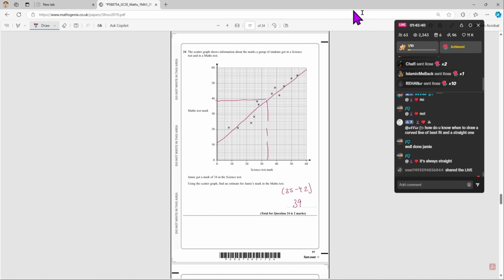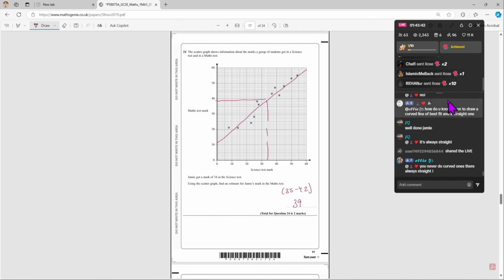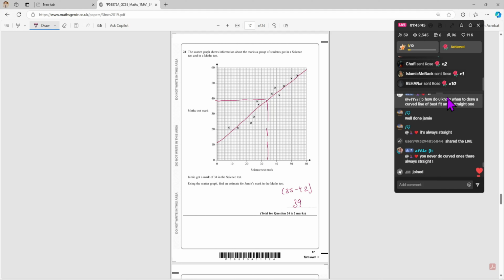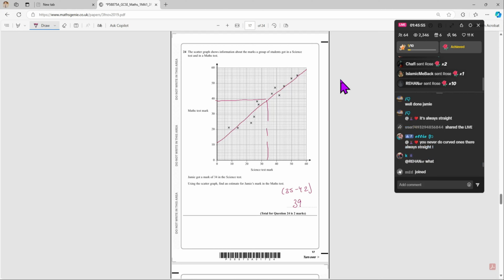How do you know when to draw a curved line of best fit and a straight one? Normally it's a straight line. 99% of the time it's a straight line of best fit. Unless you do further maths, it's probably going to be curved. For GCSEs, just worry about straight lines.